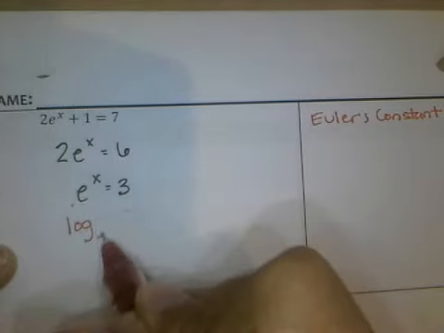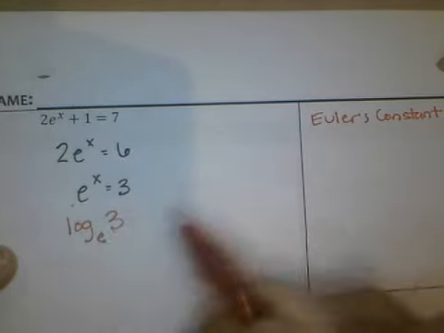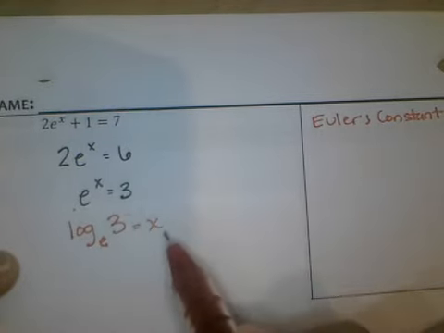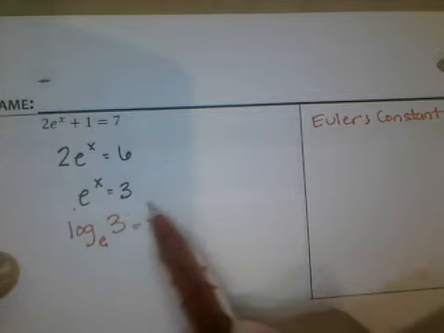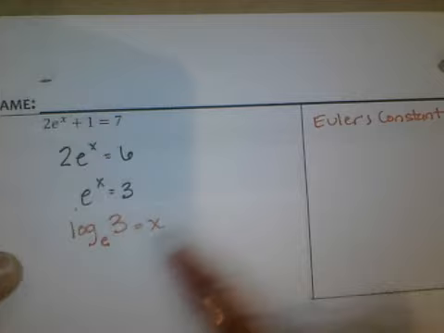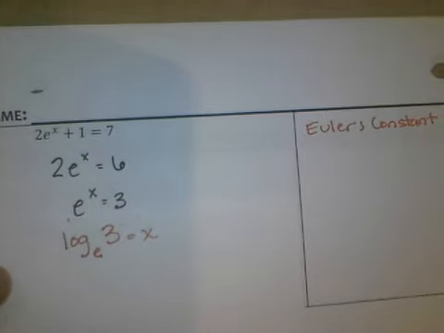Now, normally to get the x by itself, we would switch this to a logarithm, and the base would be e, and the 3 would be inside. And of course, it would equal the x. And the good news is x is now by itself. The harder news is that this is kind of weird. We're not really used to log base e. How many times do you have to multiply e to get 3? That's not something we can really conceptualize.